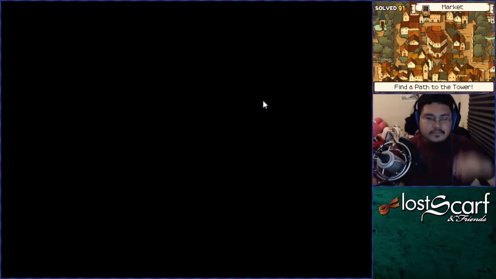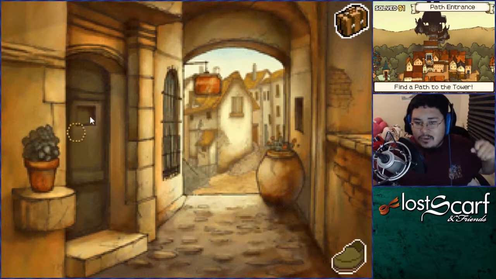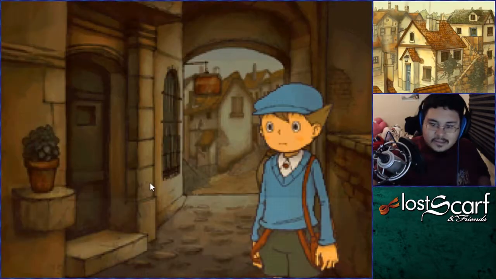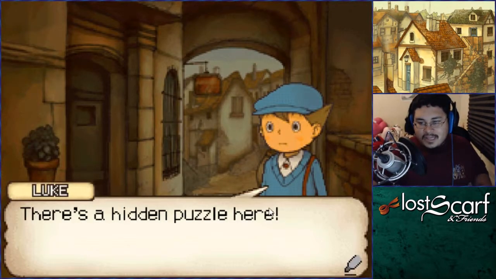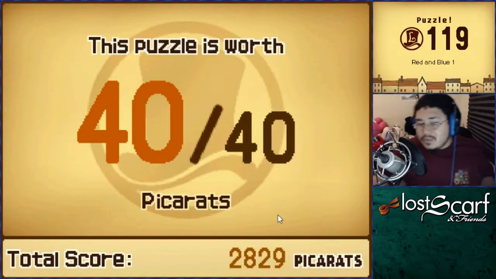Yeah, there it is. The tower looms. Oh, this signpost reminds me of a puzzle. There's a hidden puzzle here, Professor. Okay. Red and blue number 1?